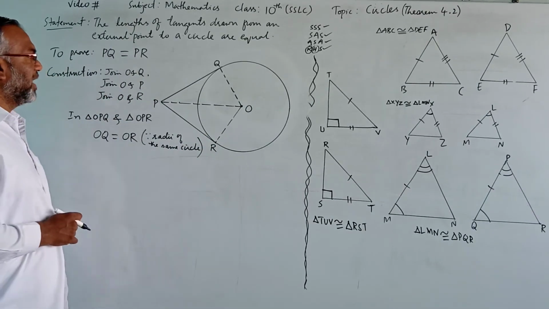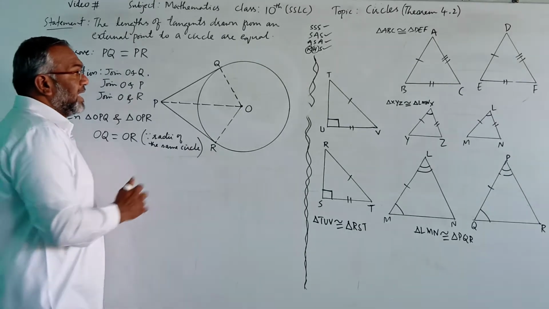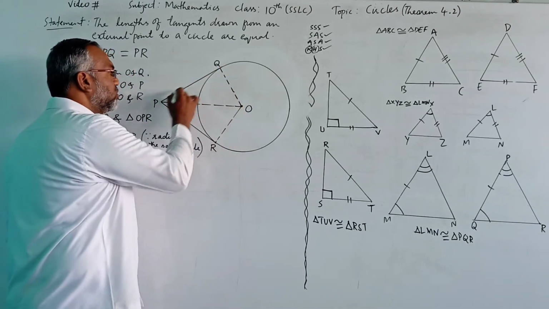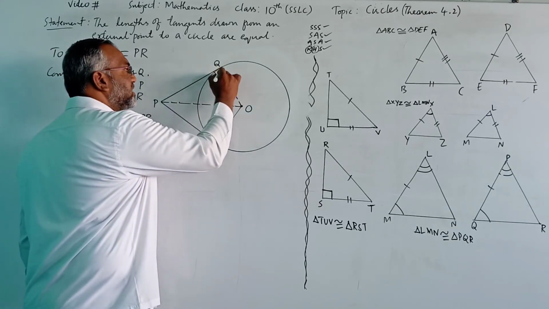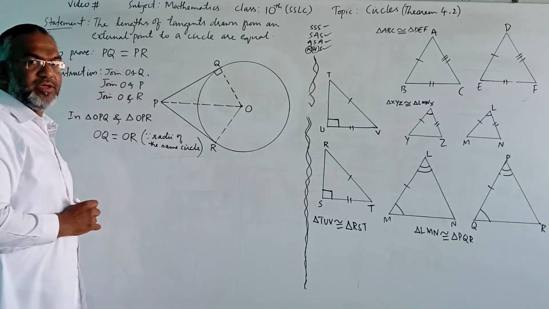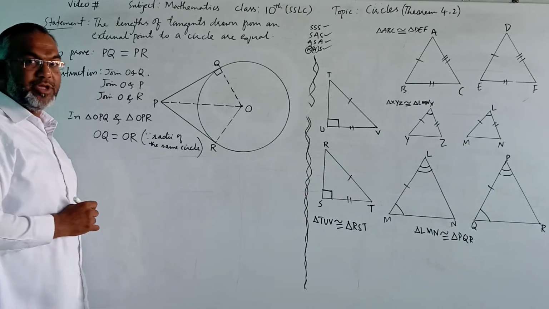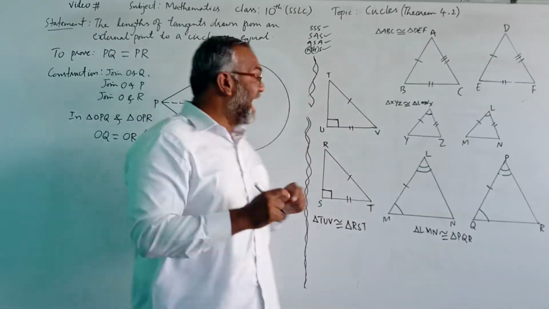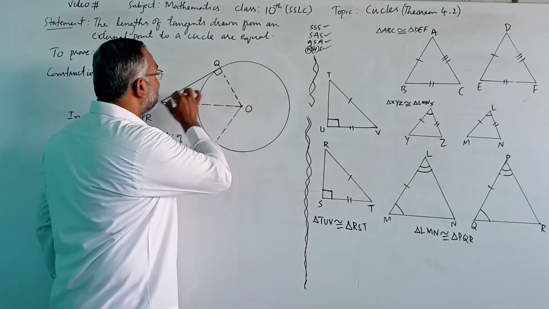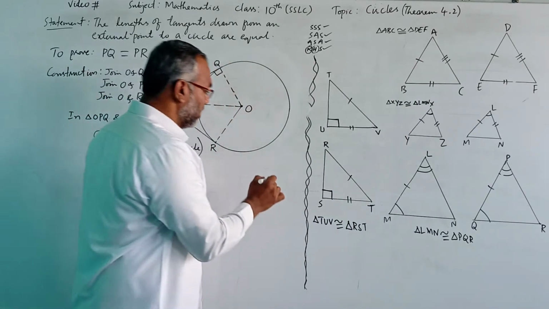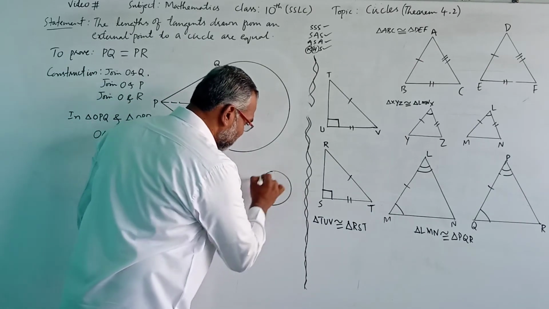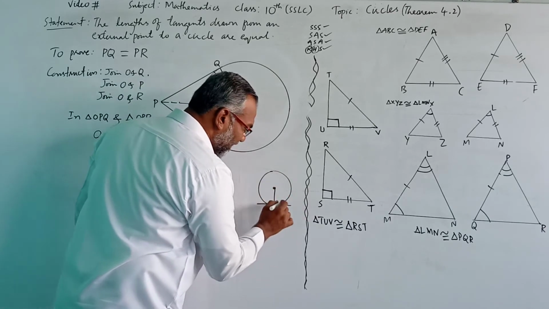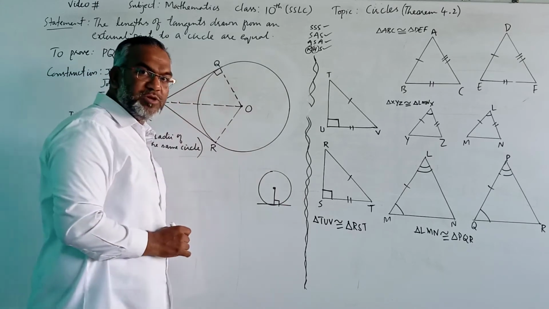OQ is equal to OR. Now, angle OQP will be 90 degrees. Why? Because we have discussed in theorem 4.1, the angle between radius and tangent. If you remember, we discussed that the angle between radius and tangent is always equal to 90 degrees.